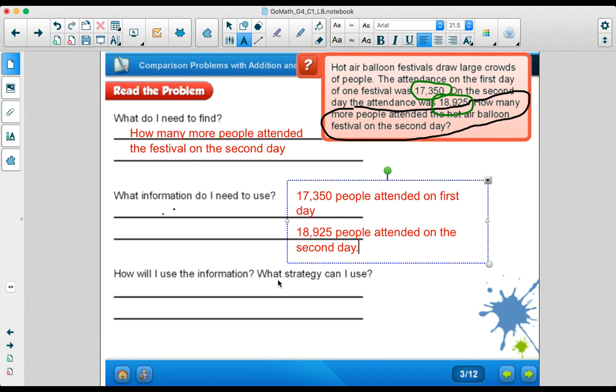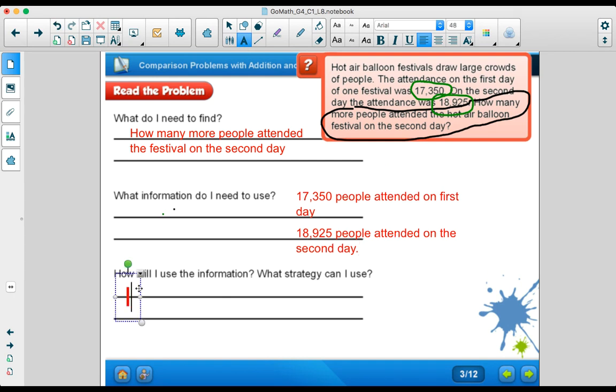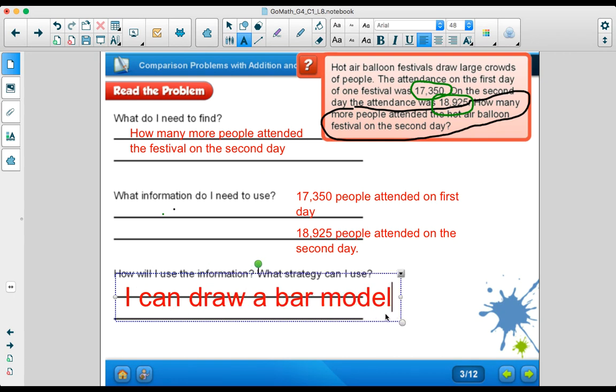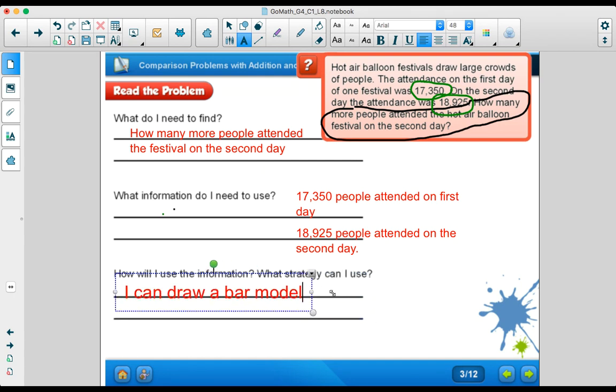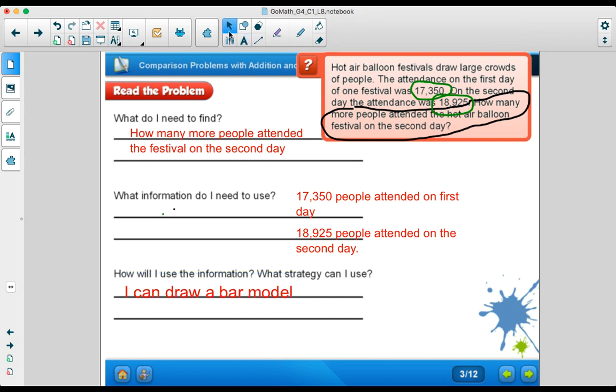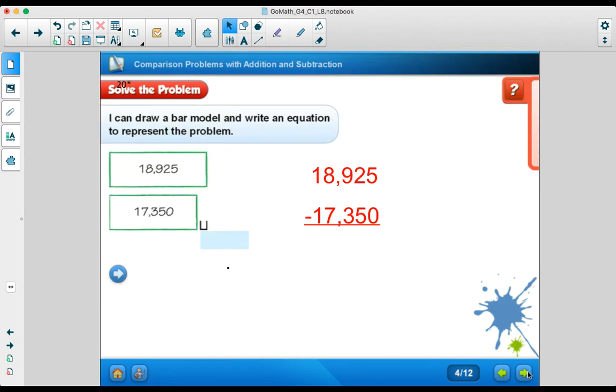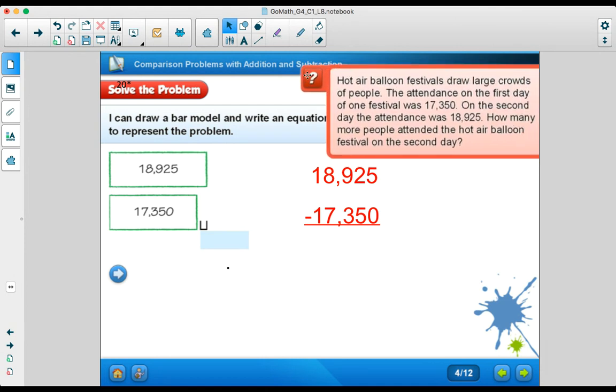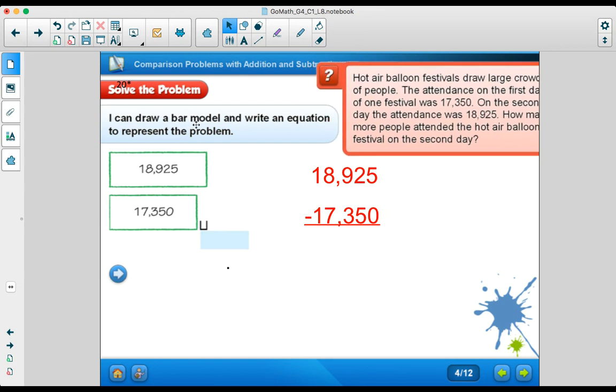How will I use the information? Which strategy can I use? I can draw a bar model, which you will see on the next page. Please write that information in your Go Math book. Okay, you're still on the bottom of page 49. Here is the problem. Again, I can draw a bar model to write an equation to represent the problem.